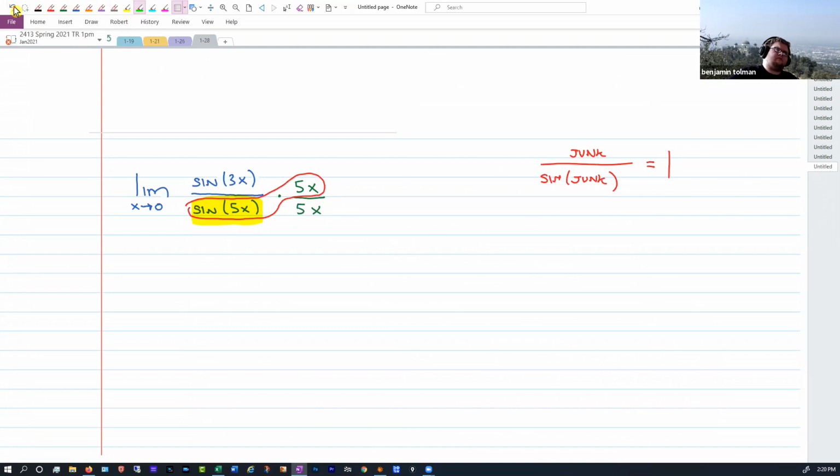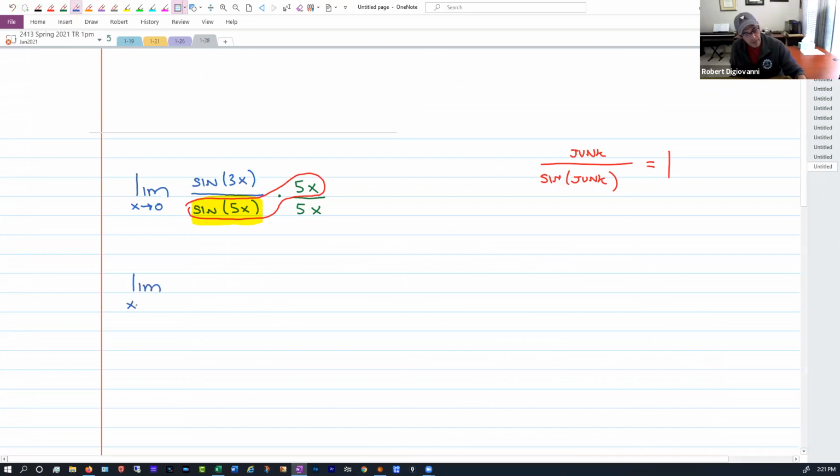So how can we fix that? How can we make that 5x not be a problem? Could we multiply everything by a 3x over 3x and then essentially just have 3x over 5x left? Yes. Okay. So let me do something. Austin's on the right path here, but I'm going to present it in a slightly different manner.